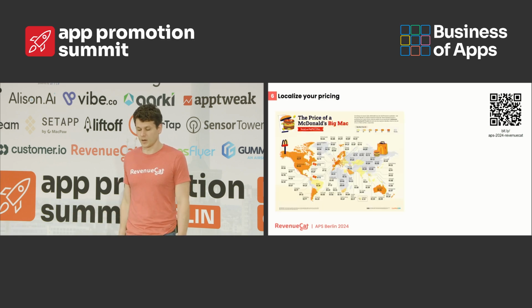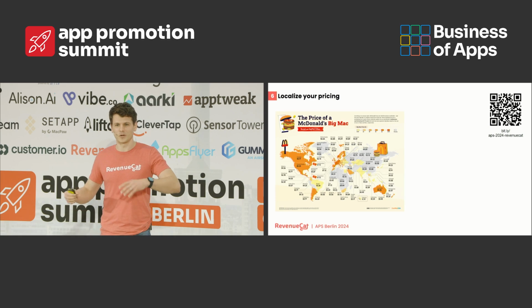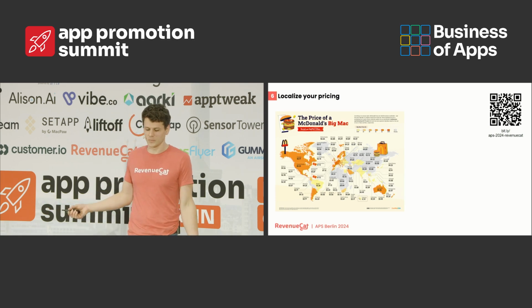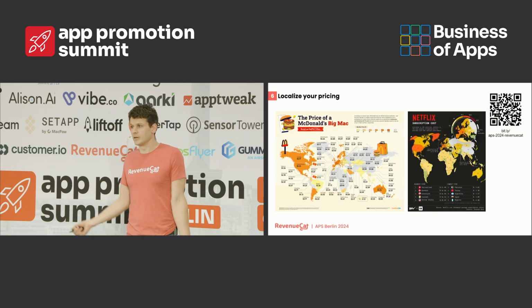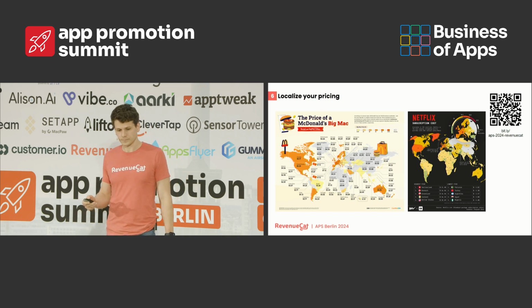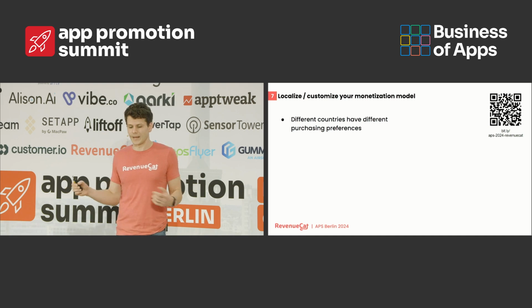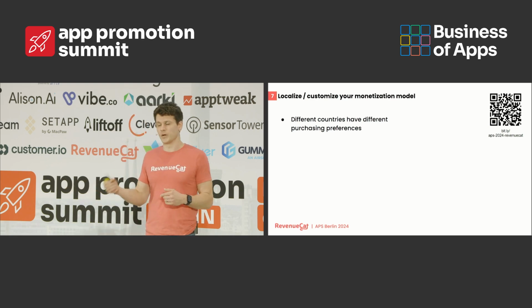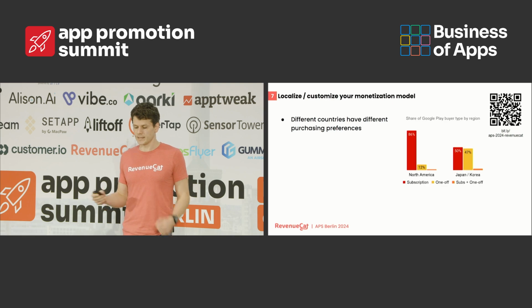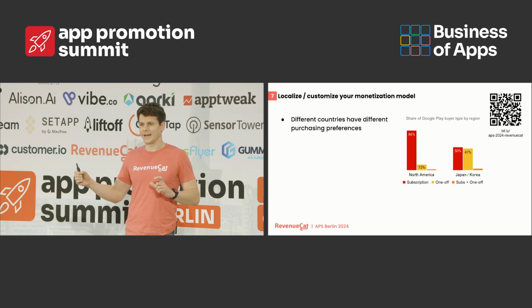Very well known is the Economist's Big Mac Index, which looks at what a Big Mac costs in different cities around the world. You can use that as a proxy for purchasing power, or maybe more relevant for digital goods, something like looking at Netflix subscription pricing. Number 7, then, localizing or customizing your monetization model. So this goes a little bit beyond just the pricing, but actually thinking about different purchasing preferences in different countries. One thing here that is interesting, and this is data from Google Play, where they looked at what people buy in different regions.